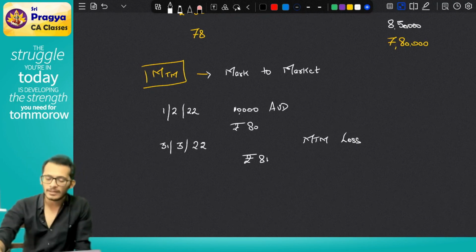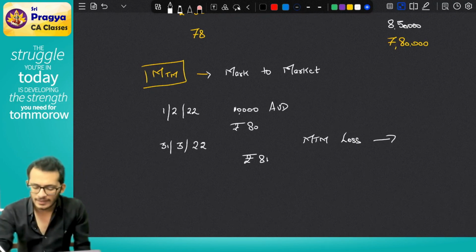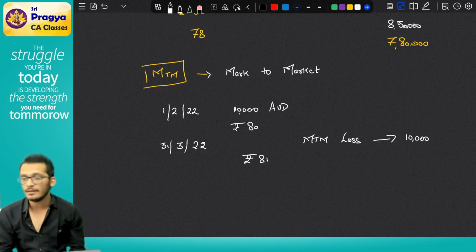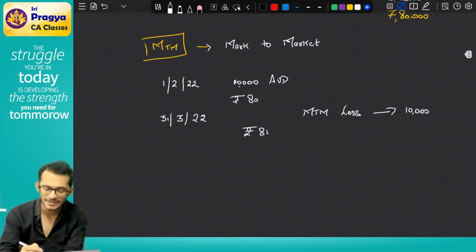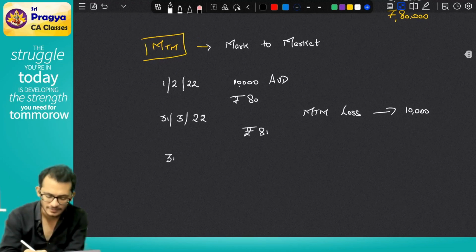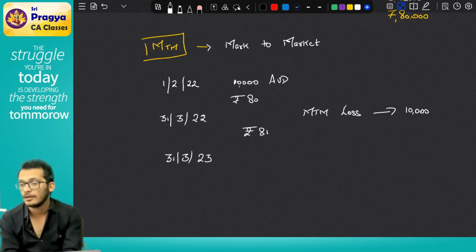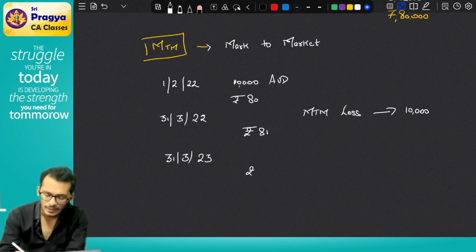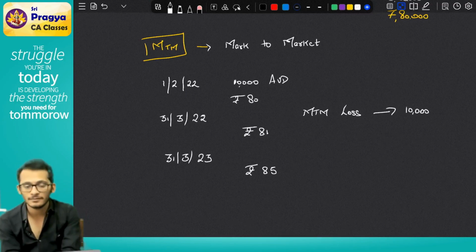So accounts will come and say, immediately recognize the 10,000. Clear? Now I told 2 years, which means 1 more year is there in the middle, called as 31st March 23. Correct or not? Yes or no? Assuming that today asset becomes 85. Market is showing 85 right now.